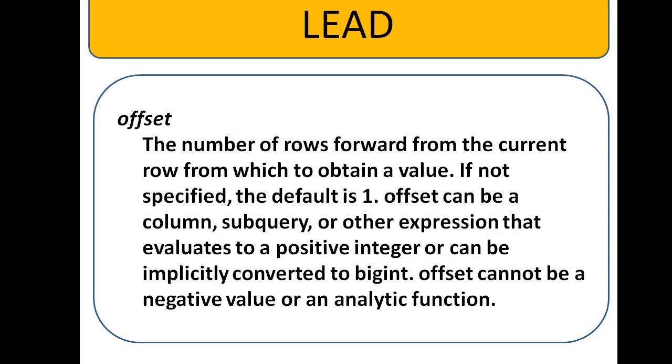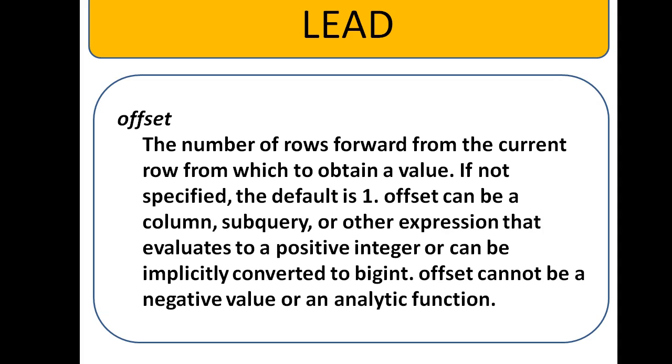The second parameter is offset, the number of rows forward from the current row from which to obtain a value. So then only we can compare with the nth row. We have to point out the row number in the ordered list. If not specified, the default is 1. Offset can be a column, subquery, or other expression that evaluates to a positive integer or can be implicitly converted to bigint. Offset cannot be a negative value or an analytic function.